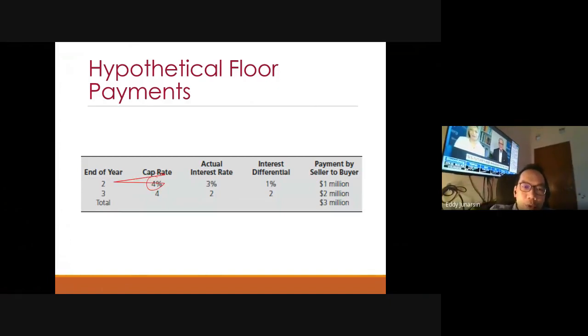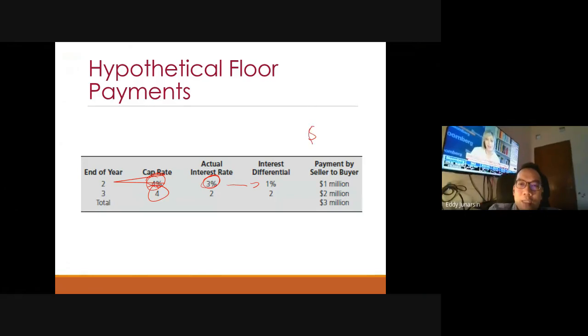The floor rate is 4. The actual interest rate in the second year is 3%. So how much will you get? Long put means you have the right to sell. So you buy the right to sell. If you have long put at 4%, and the actual interest rate is 3%, then you get 1%.